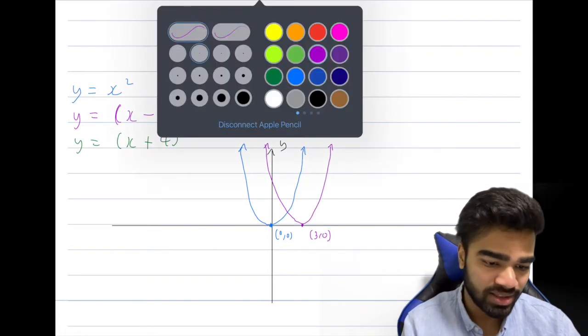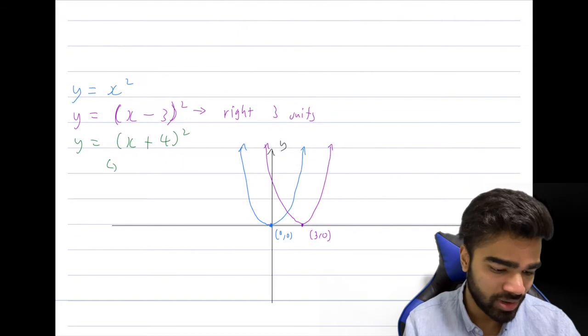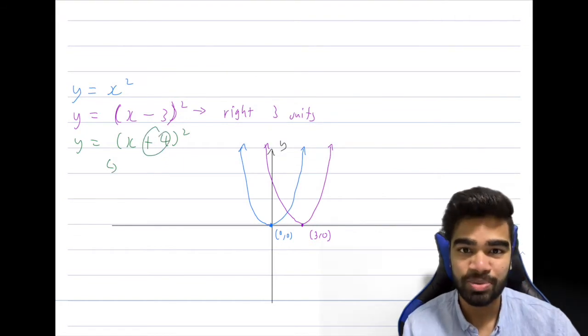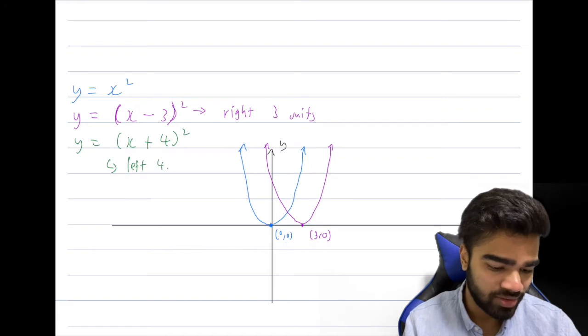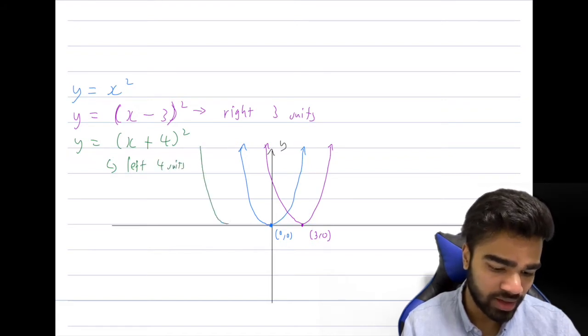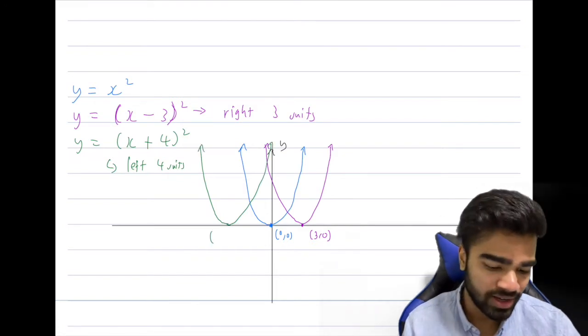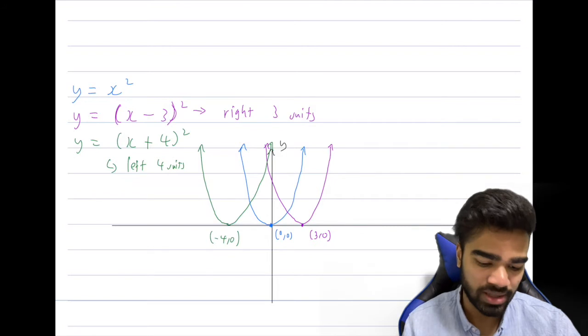Can you guess what x plus 4 is? Well, it's plus, but remember it's opposite when it's inside the brackets. So it's going to be left 4 units, and the graph will look kind of like so. Again, it's the exact same shape as the other ones, I'm just moving it left and right. So the turning point would be negative 4 and 0.